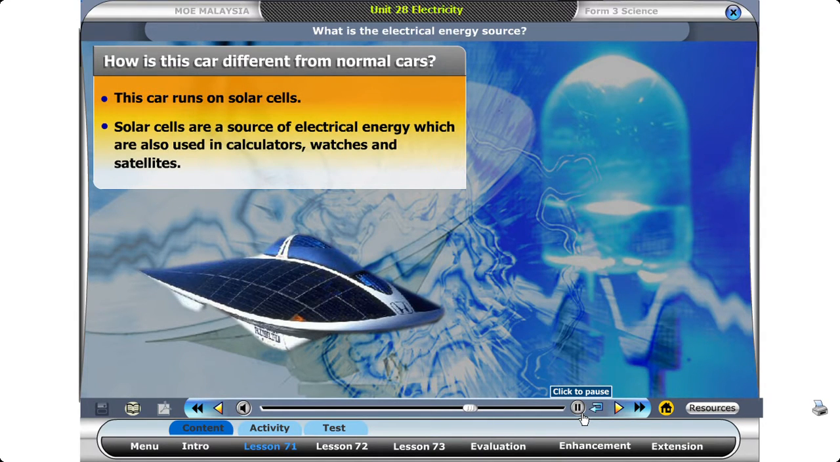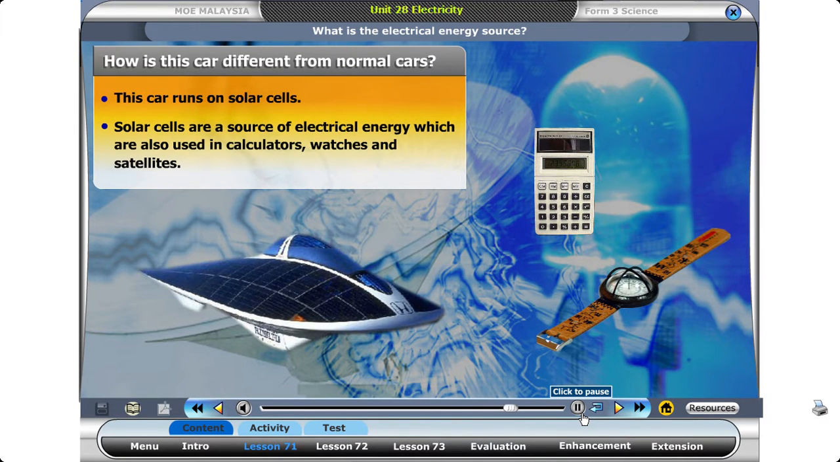How is this car different from normal cars? This car runs on solar cells. Solar cells are a source of electrical energy which are also used in calculators, watches, and satellites.